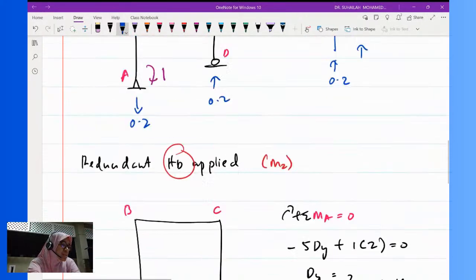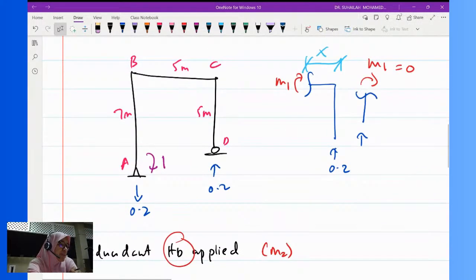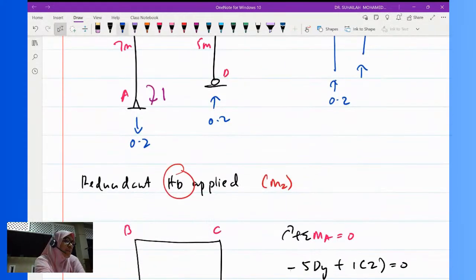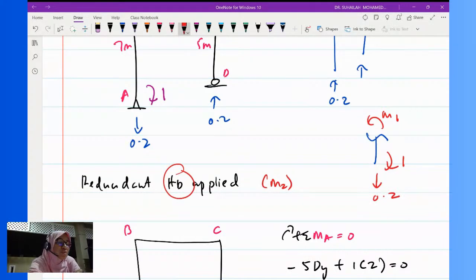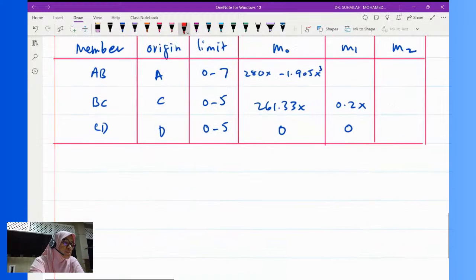Okay, next is AB. AB is just like this. This is the cutting section. This is the moment M1 and this is 1. This is 0.2. So we get negative M1 plus 1 is equal to 0. So M1 is equivalent to 1.